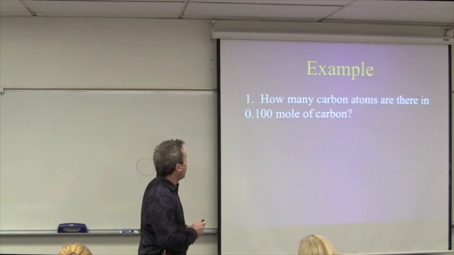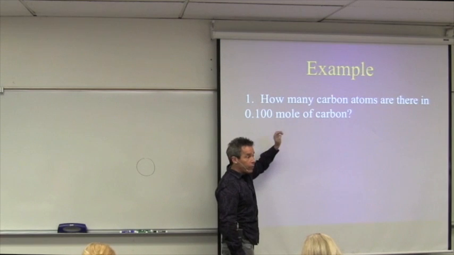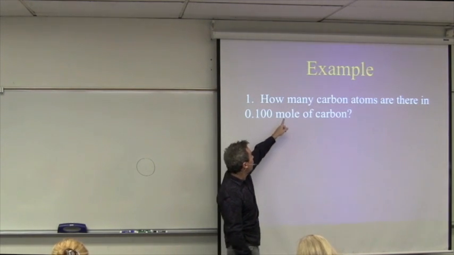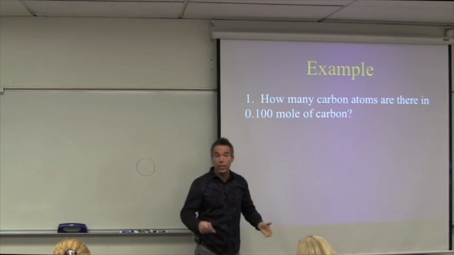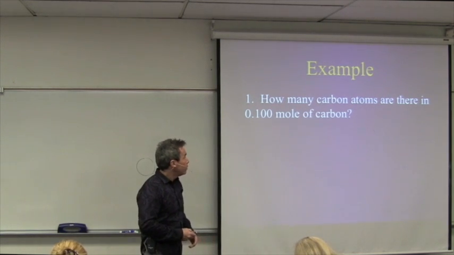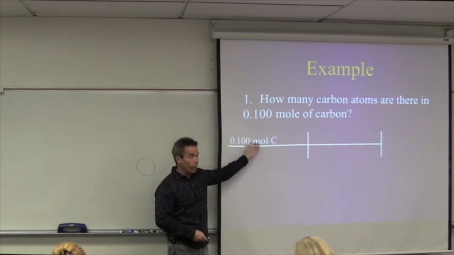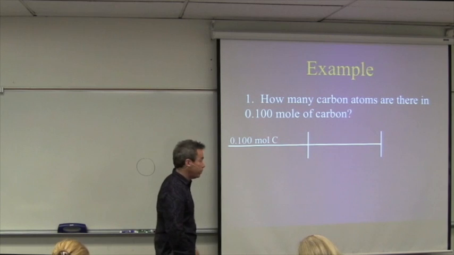How many carbon atoms are there in 0.100 moles of carbon? So just like we did our other conversion, we want to convert from one unit to the other. We want to convert from the units of moles to the units of atoms. So we need to know the relationship between moles and atoms. We have it. That's Avogadro's number. So we're going to do that. We're going to write down what we start with. Remember, what do we do first? We write down what we're given, 0.100 moles of carbon.